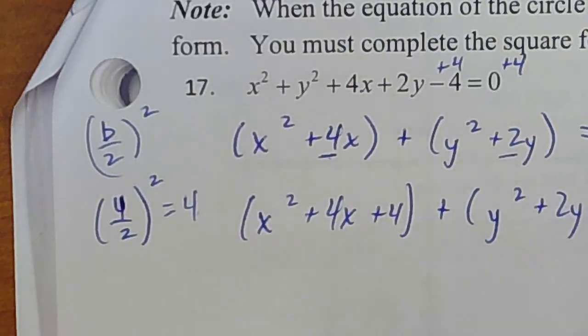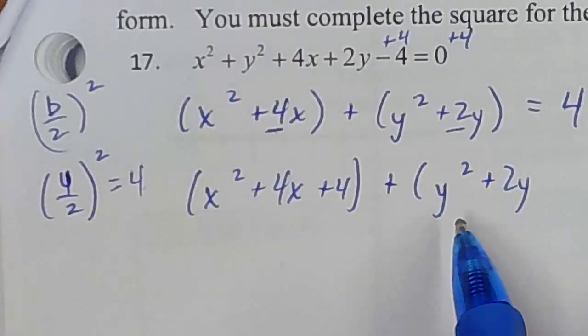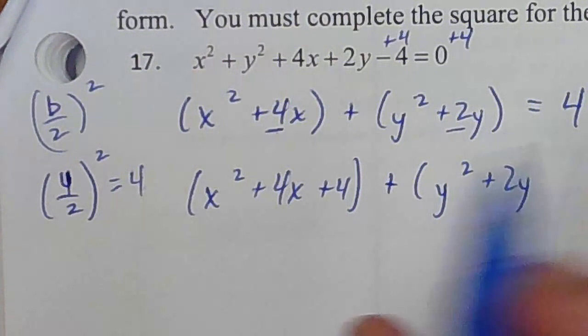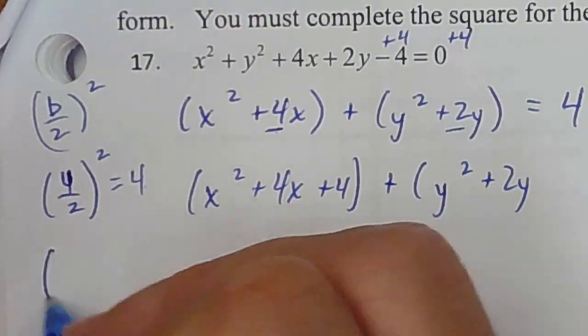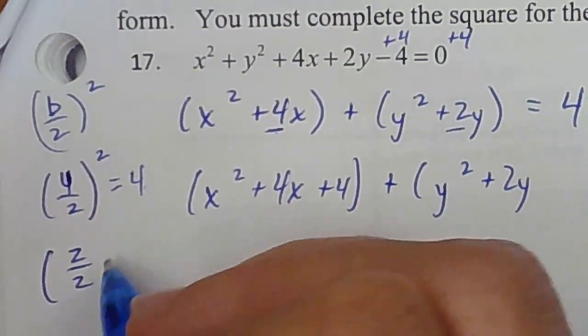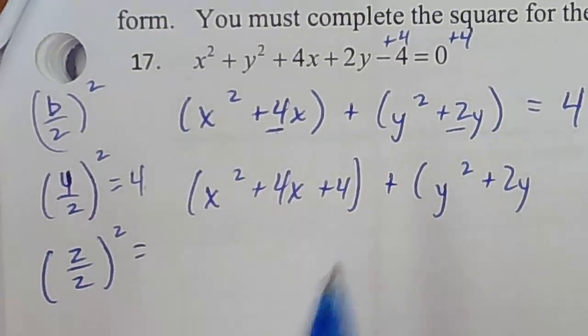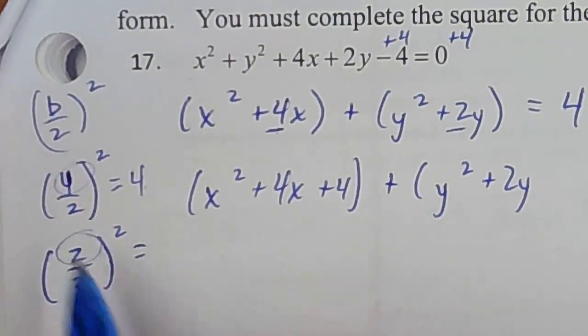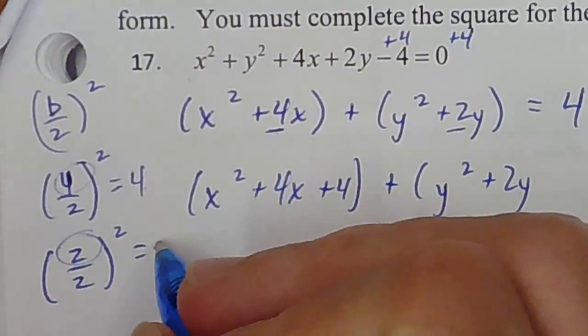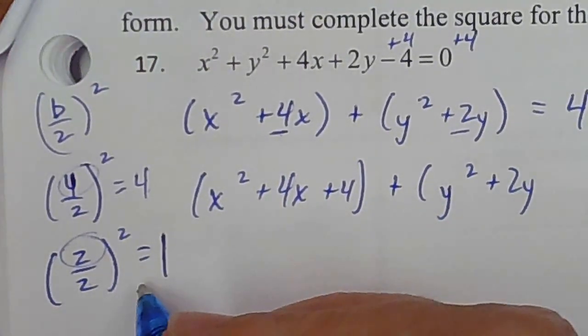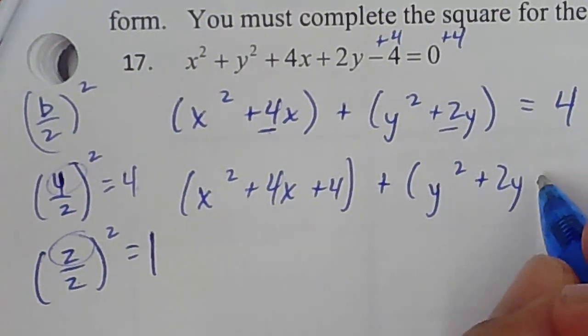Okay, and I'm going to do it for the y's as well. I've got to take half of 2. Once again, I'm going to use the left margin to do this. Half of b squared. Okay, b is going right here. So half of 2 is 1. 1 squared is 1. So I need to add that to this quantity.